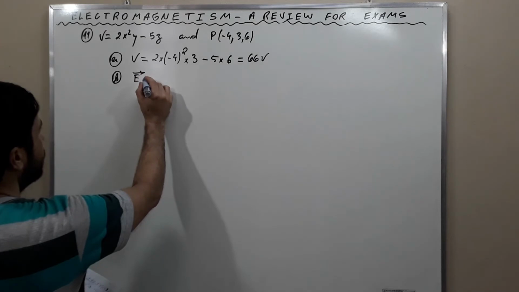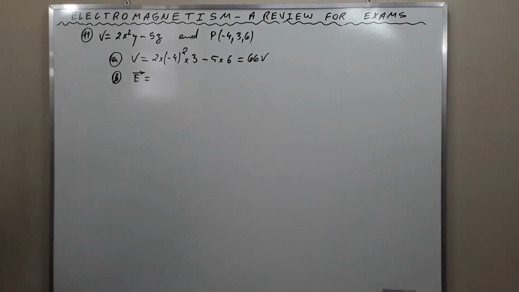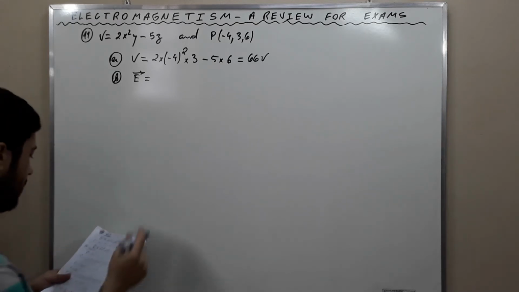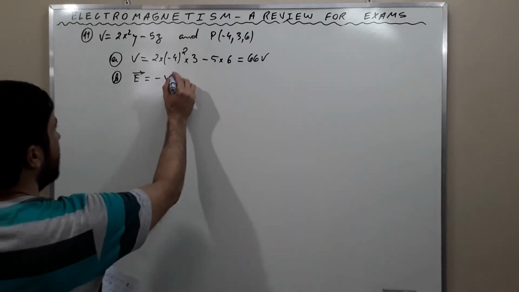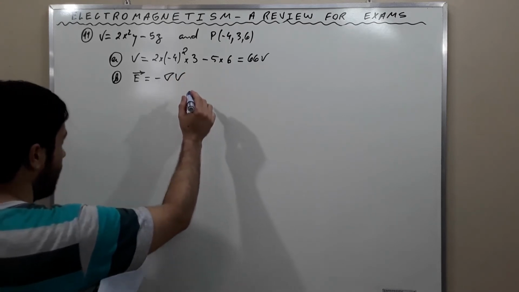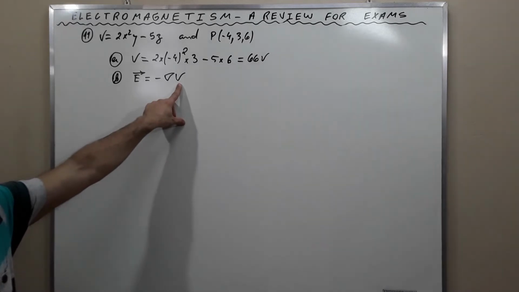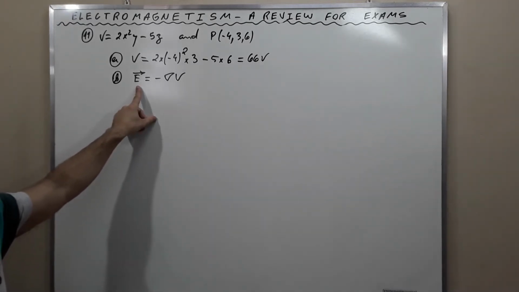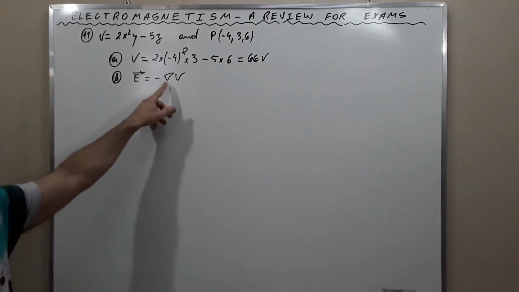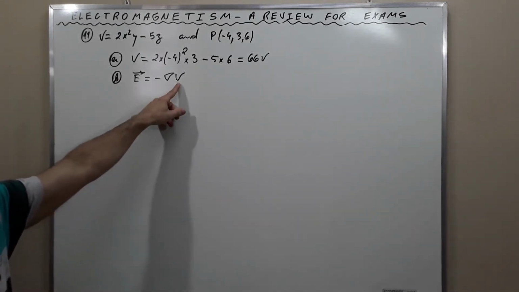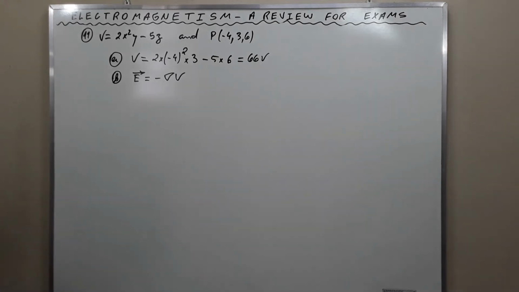The electric field is going to be calculated by the negative of the gradient of V. Observe that V is a number, a scalar, while E is a vector. We use this operator to convert a number into a vector.